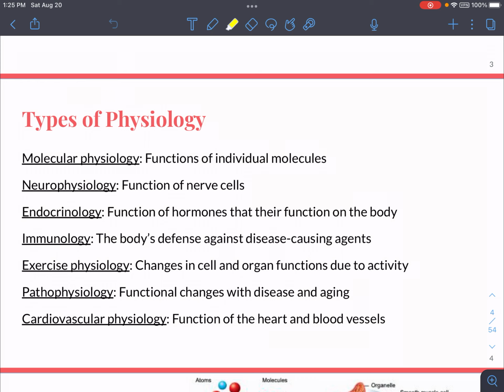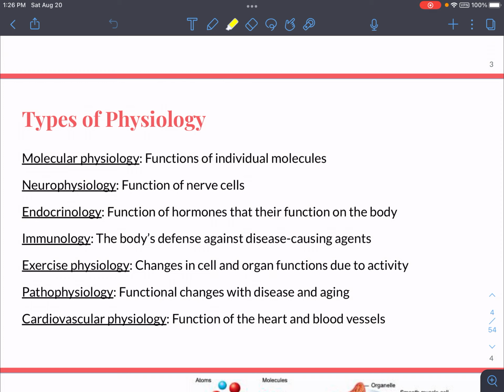There's immunology. Immunology is the body's defense system. So your immune system. How does your immune system work? There's white blood cells in your immune system. We'll look at them in this class, and you'll learn how they function more in Anatomy 2.